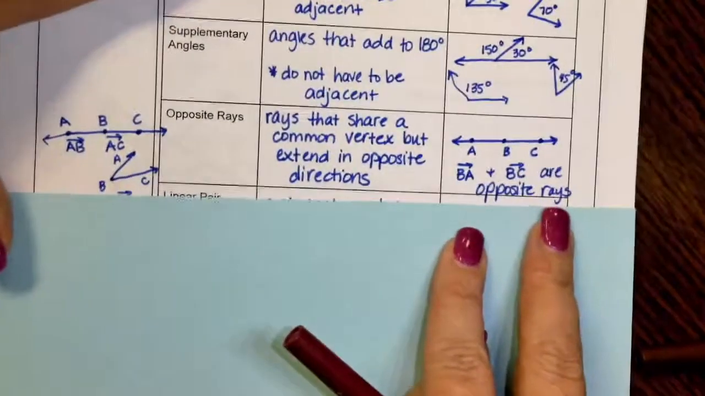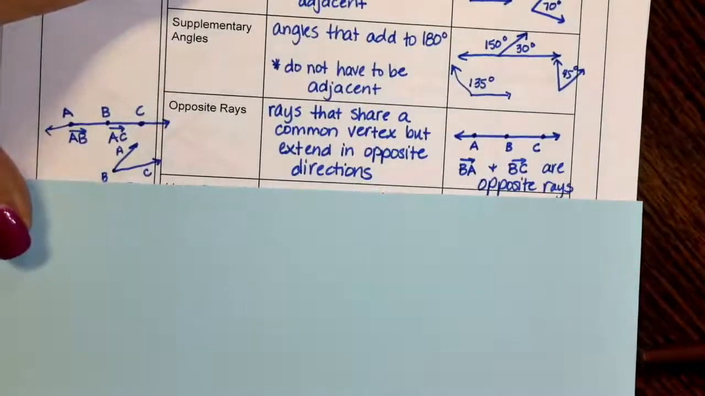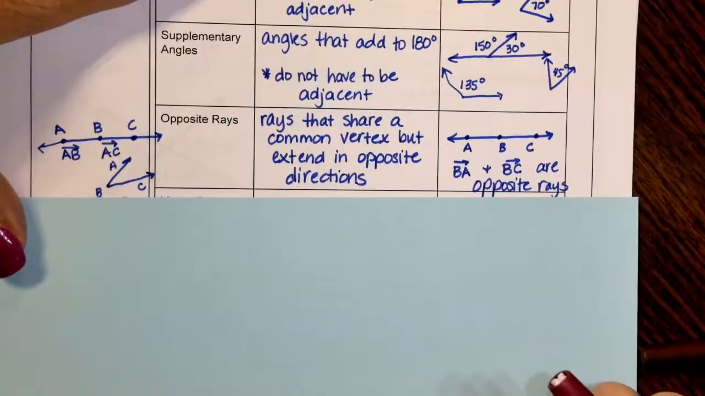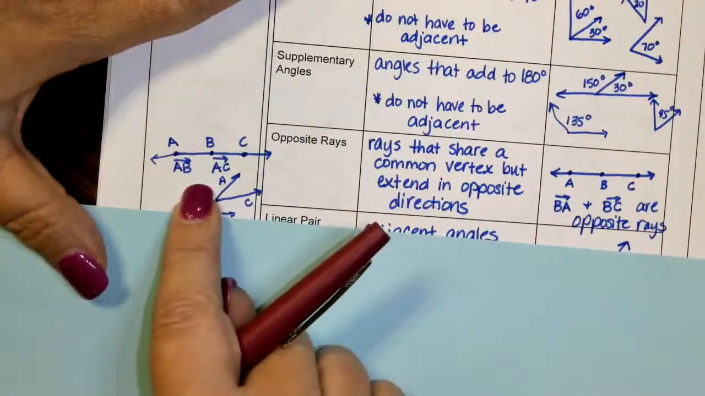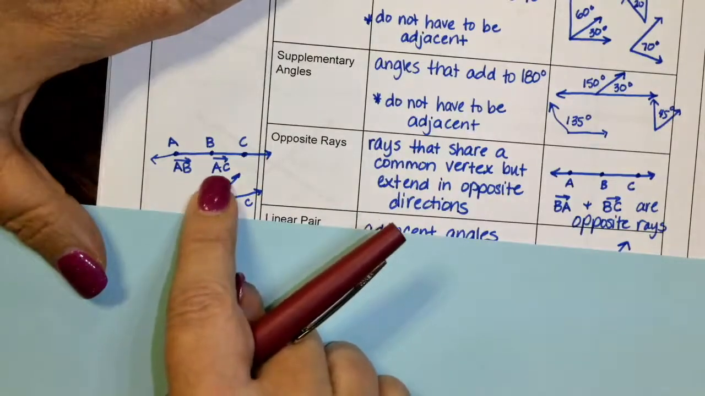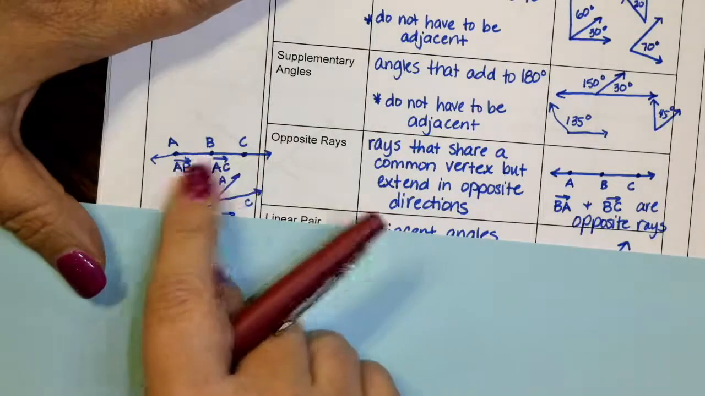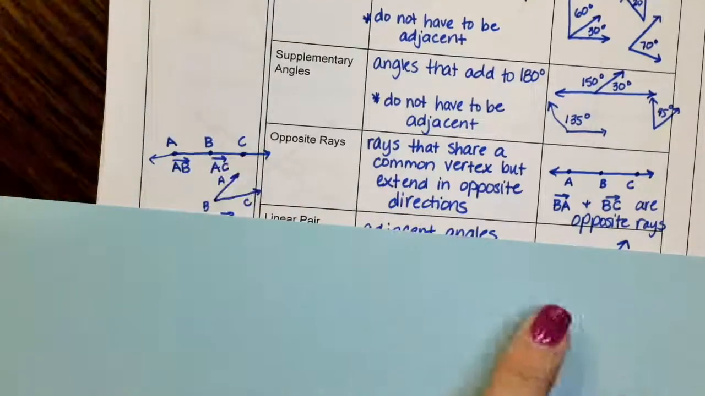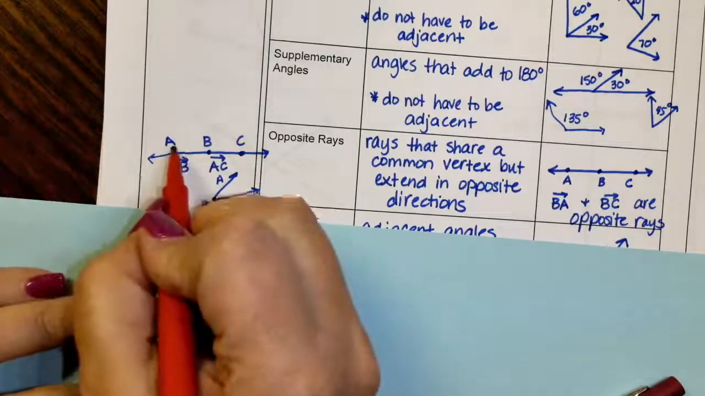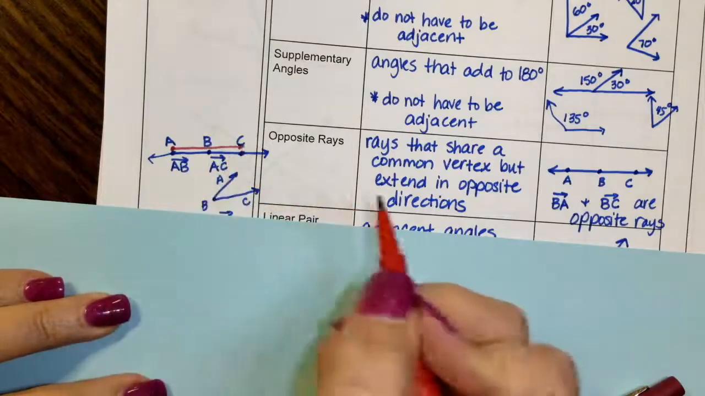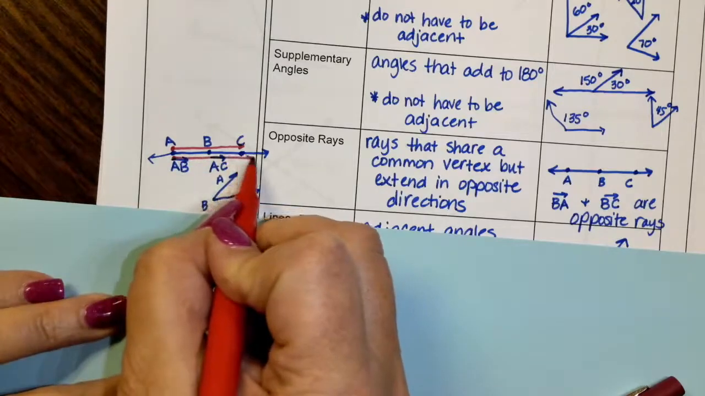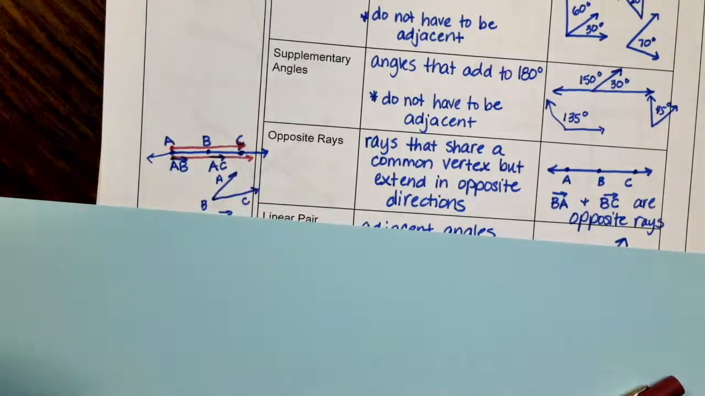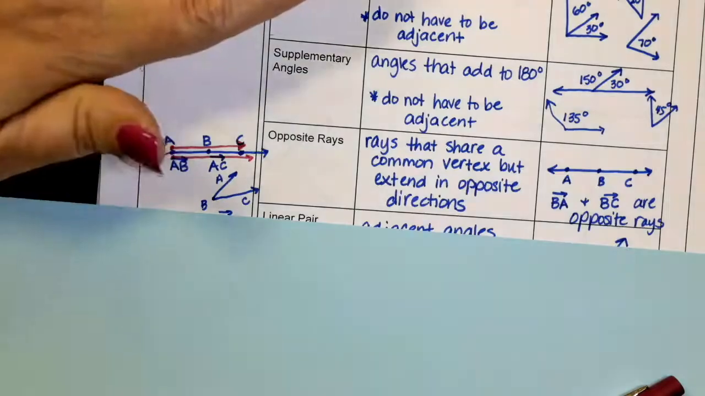Then we have opposite rays, and I have several examples here. Opposite rays are rays that share a common vertex, but they extend in opposite directions. Now, I want to show you the difference. These rays right here share a common vertex, but AB and AC both go the same direction. AB starts here at A, goes towards B, and continues going forever. And then AC starts here at A and goes towards C and keeps going forever.